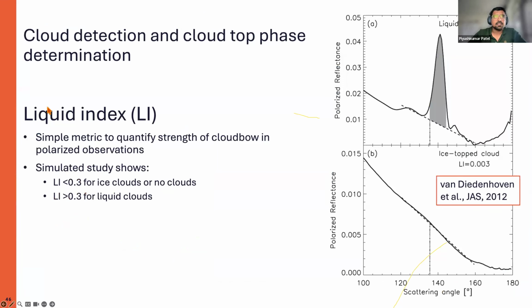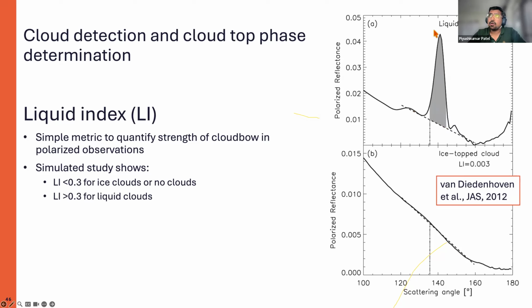Now, how are we retrieving this information? These are the polarized reflectance we got from the cloud bow. At around 130 to 150, sometimes you will get this kind of peak when you have liquid clouds or liquid top clouds. Based on that peak, you can identify what kind of cloud phase you have. One is liquid, and if you have a flat signal, you can say it is an ice top cloud.